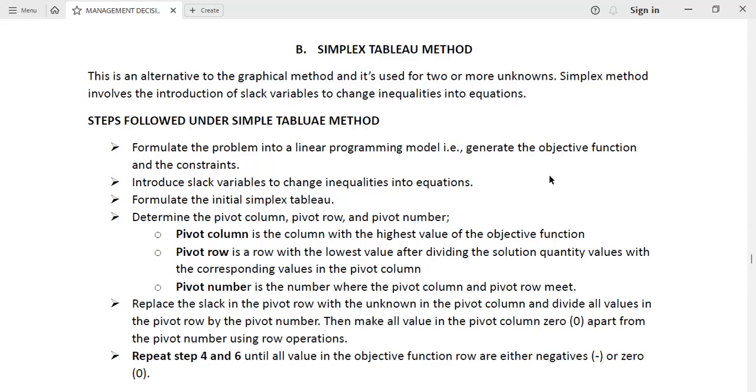Someone may want to know what is a pivot column, what is a pivot row, what is a pivot number. We always look at it in the same way: you first get the pivot column before you get the pivot row. And there is no way you can get the pivot number if you don't have a pivot column and a pivot row. So what do they mean?